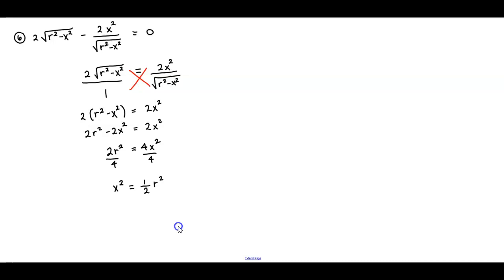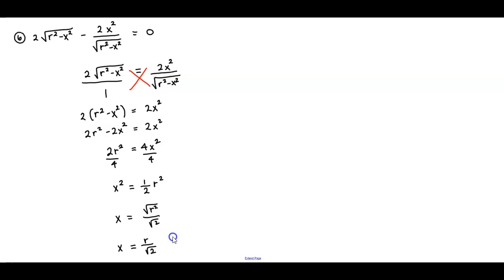So now let's take the square root of both sides. If we take the square root of both sides, we're going to have the square root of r squared over the square root of 2. And so therefore x is going to equal r divided by the square root of 2.